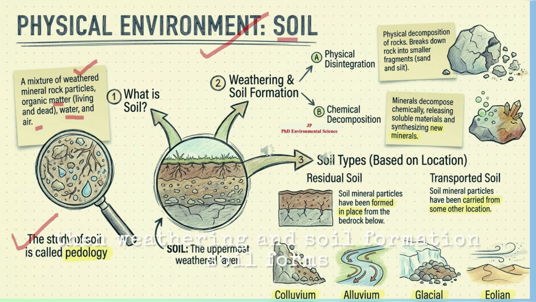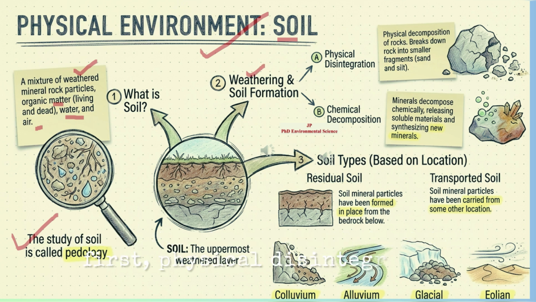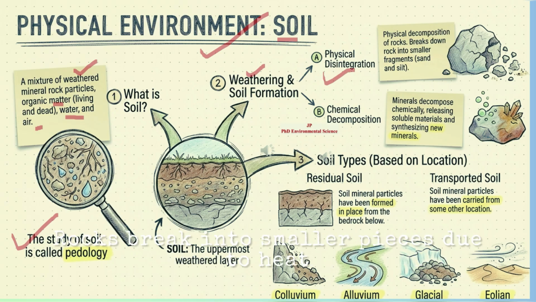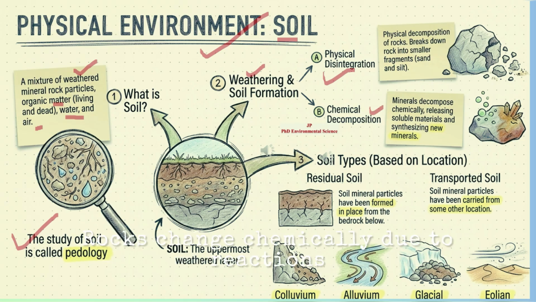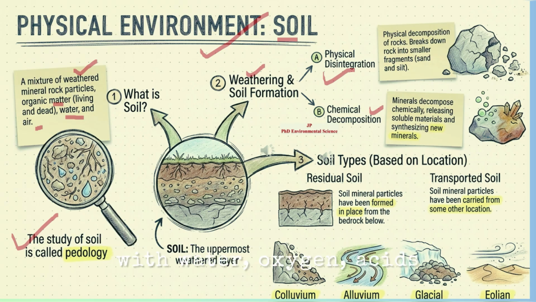Then weathering and soil formation. Soil forms when rocks break down over long periods. First, physical disintegration. Rocks break into smaller pieces due to heat, cold, wind, water. For example, cracks form in rocks due to temperature changes. Then chemical decomposition. Rocks change chemically due to reactions with water, oxygen, acids. For example, rusting of minerals.